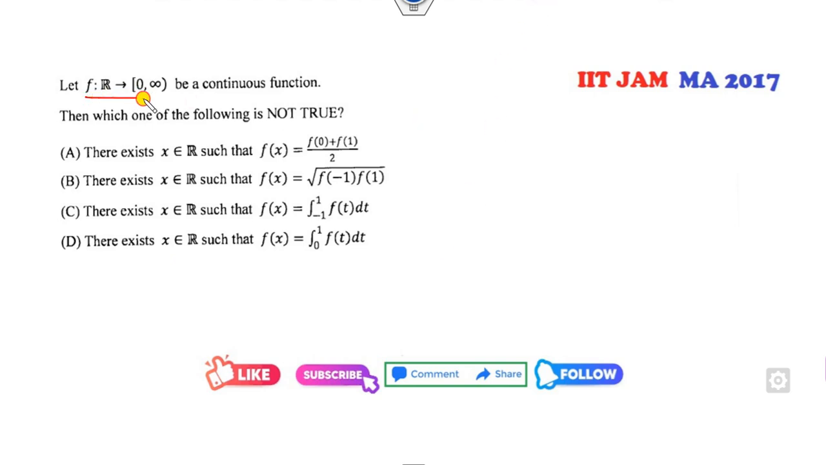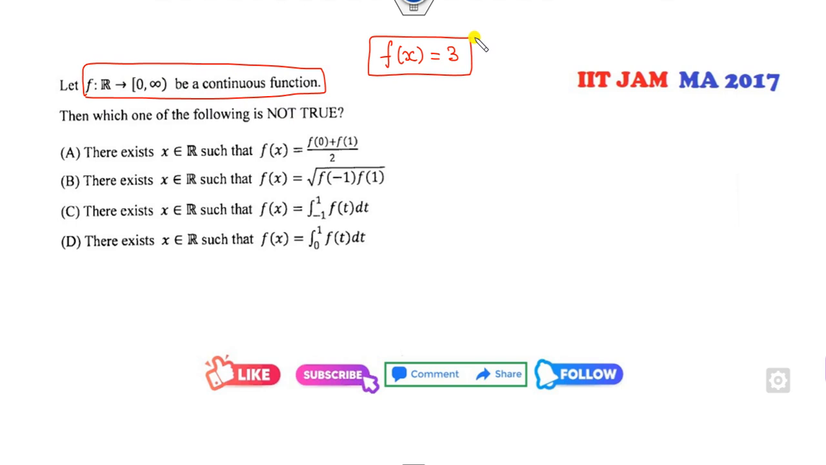Okay, f is a continuous function. You can choose any continuous function. Fine. F is a continuous function, so I can choose f of x as any continuous function. Is it okay? Can you think about this? Is this a continuous function? Yes. But does it satisfy this property?